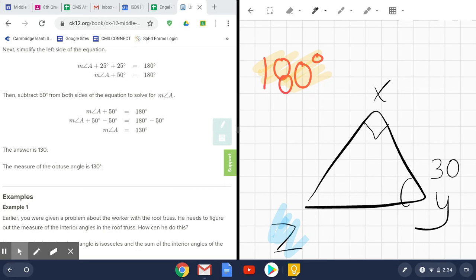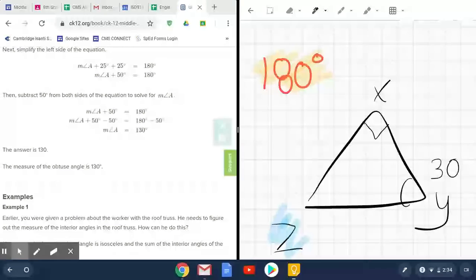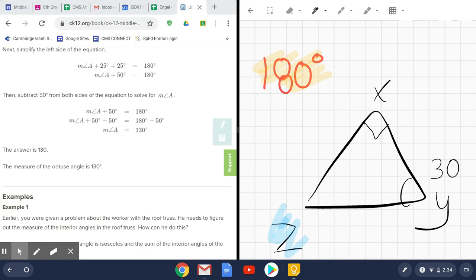90. And we have 30. Add those up and subtract it from 180. So figure that out for tomorrow. Come back with that and be ready to go here. All right, guys? You have a great day.